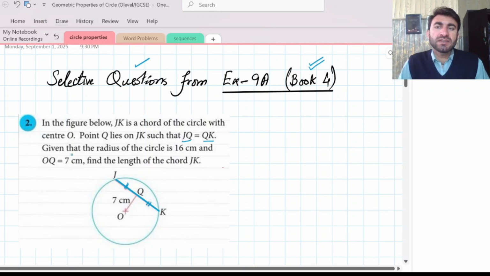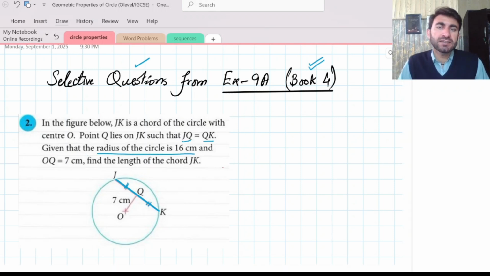Then it states, given that the radius of the circle is 16 centimeters and OQ is equal to 7 centimeters. We can see OQ over here, a line segment that passes through the midpoint of the chord, and the radius can be marked over here because the radius is the line segment that joins the center of the circle to any point on the circumference. So it is 16 centimeters, and we have to figure out the length of the chord JK.